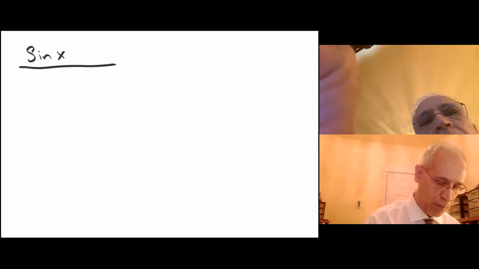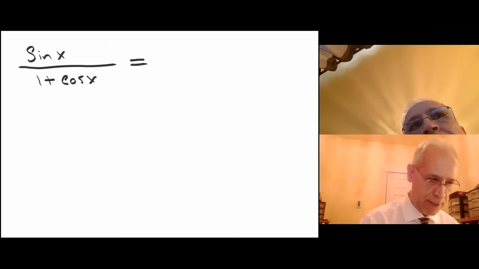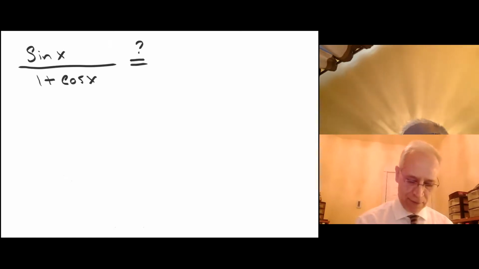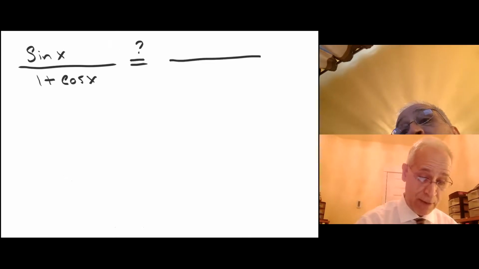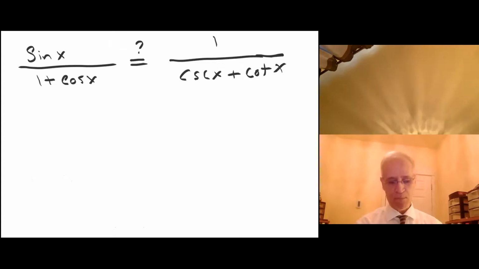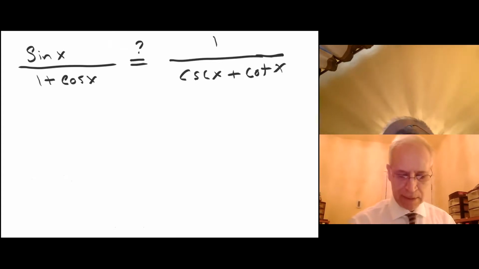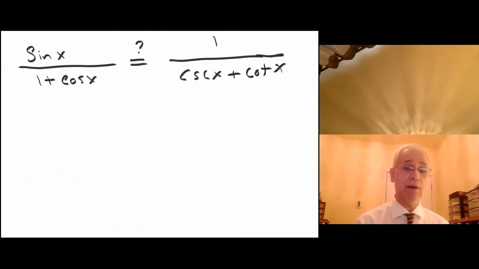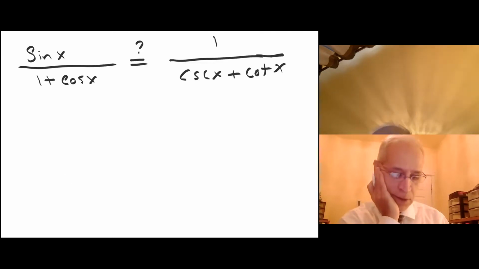So now I have sine of x over 1 plus cosine of x. And does that equal, what did I have on the right-hand side? In the very beginning, I had 1 over cosecant of x plus cotangent of x. Okay. Now, notice that what is it that I have on the numerator? On the right-hand side, I have a 1. So why don't I do this?